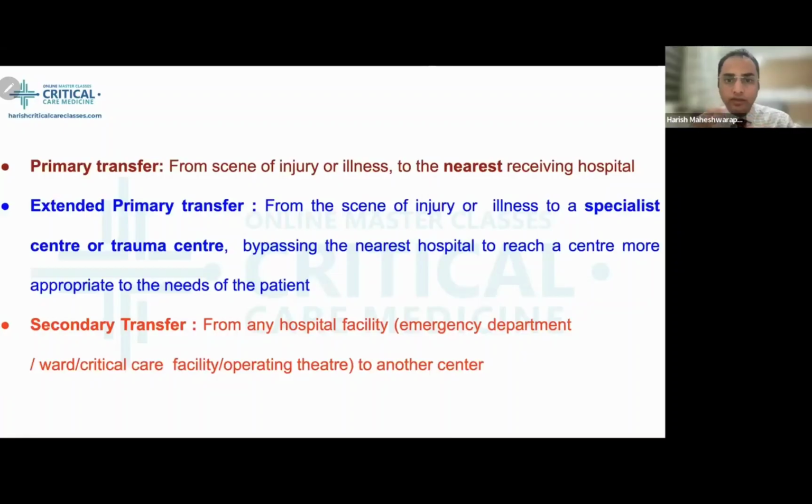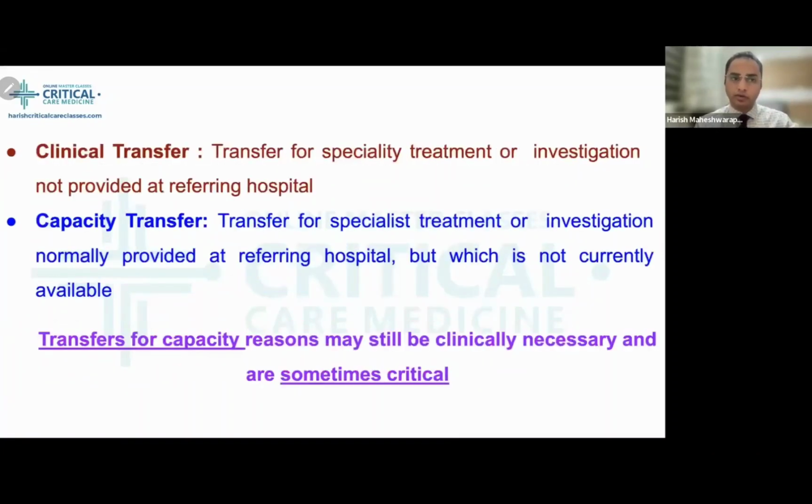Remember, primary is always from the scene of injury or illness. So the patient collapsed in a summer environment, or the patient had a road traffic accident. We transfer from that incident site to a healthcare setup, and that we call a primary transfer. Secondary transfer is hospital to hospital. It may involve the OT, ICU, ward, or emergency department.